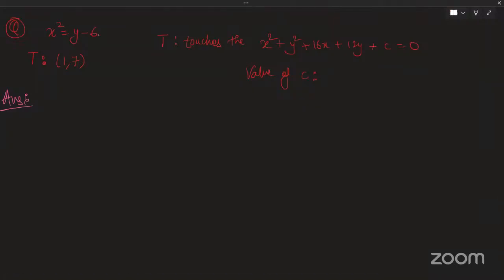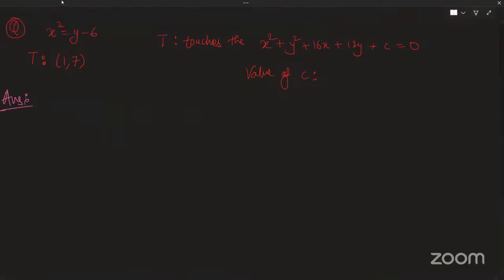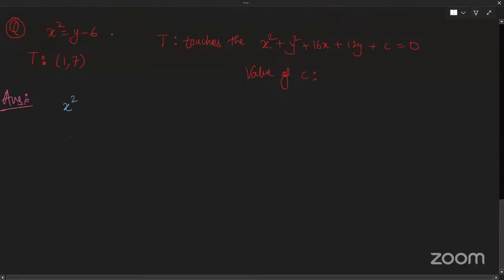First of all, this equation has been given to me, x square is equal to y minus 6. Can you find the equation of tangent at 1, 7? Anyone? Can you tell me how you can find the equation of tangent at 1, 7?